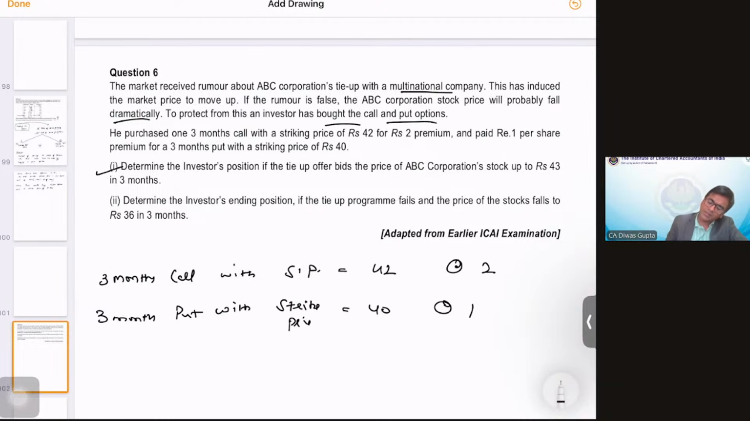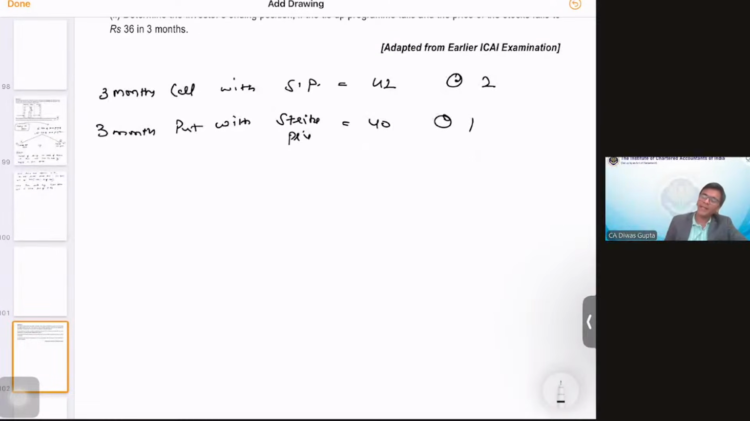Determine the investor's position if the tie-up offer bids the price of ABC Corporation stock up to 43 rupees in 3 months' time. So they are saying the rumor was not false, the rumor has happened, there is a tie-up because of which the prices have moved up to rupees 43. Now determine the investor's position.